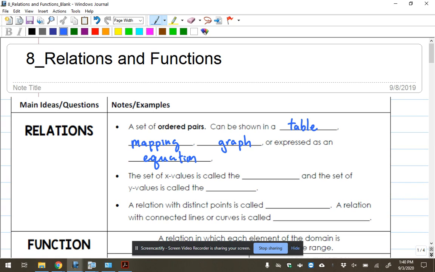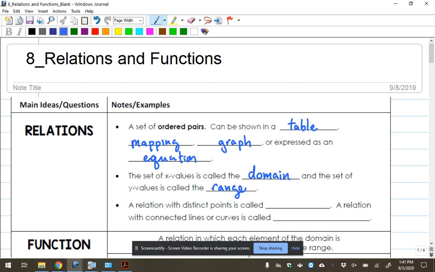That's more algebra-like. The set of x values, second bullet point there, is called the domain, D-O-M-A-I-N, the domain, the x values. So anytime we talk about domain, we're talking about x values. Anytime we're talking about y values, we're talking about the range.